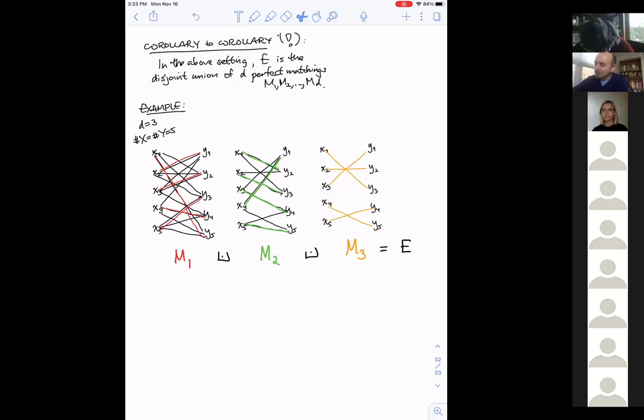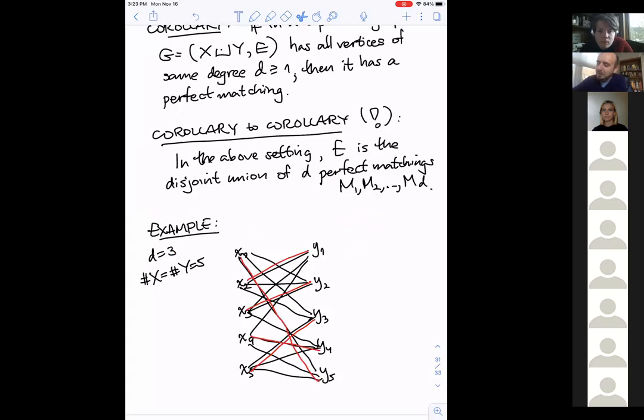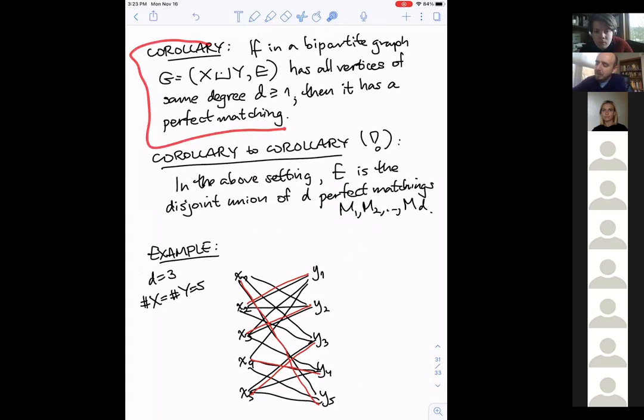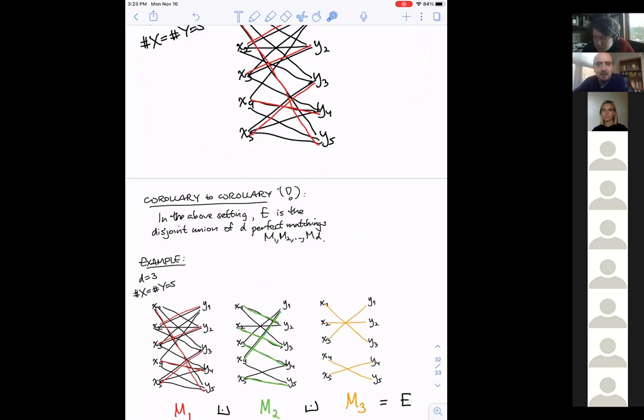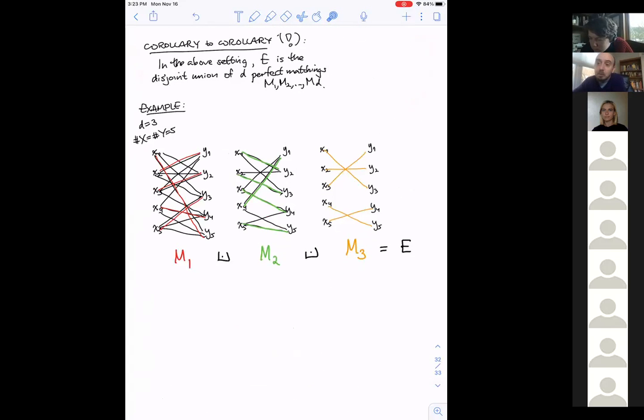So here we were, and we had a theorem that says in a certain situation, we can apply Hall's theorem. Namely, if we've got a bipartite graph, in which all vertices have the same degree d greater than or equal to 1, then it's going to have a perfect matching, and better yet, the edge set will be a disjoint union of d different perfect matchings. We did an example of this, and we were about to prove that corollary. So, proof of corollary.